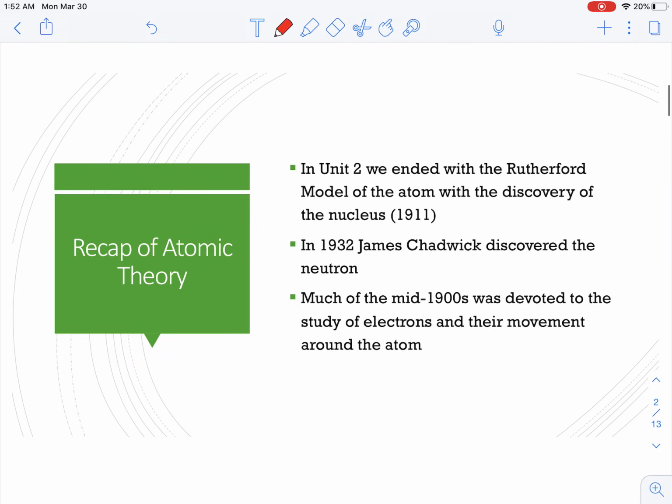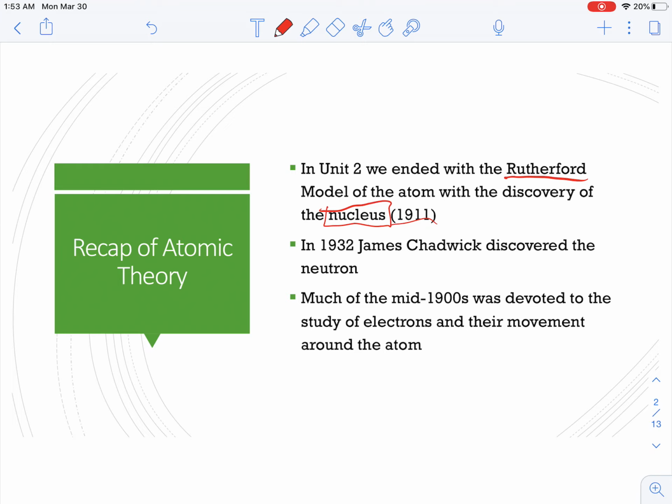So if we think back to what we did in Unit 2, just a quick recap. The last thing we talked about was the Rutherford model of the atom. Again, looking at this Rutherford model, looking at the gold foil experiment that was conducted in 1909, with research published in 1911, the big idea we have is the discovery of our nucleus. Rutherford was able to figure out that the atom is made out of mostly empty space, and that there's a small, very dense section of positive charge at the center of our atom.